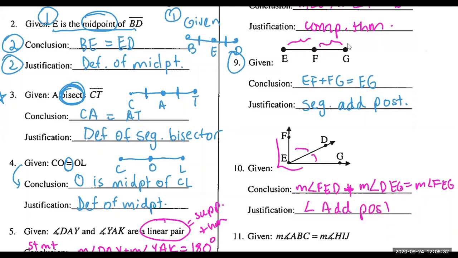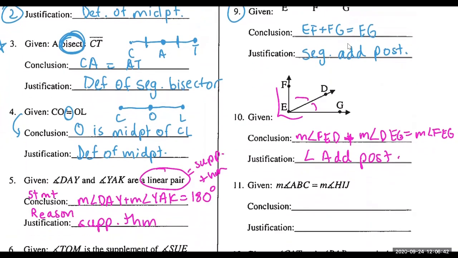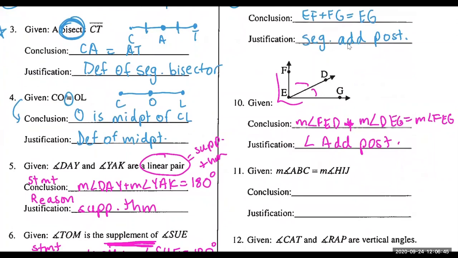Similar to the one above that, segment addition postulate, this time you're adding a piece of an angle together to make the whole angle. It's angle addition postulate. And below that, 11, we're just cranking through these together because they're different. You're given that the measure of angle ABC is equal to the measure of angle HIJ, and there's nothing else said about it. So the only thing I could conclude on this one is that angle ABC is congruent to angle HIJ. What do you think the reason is for that?